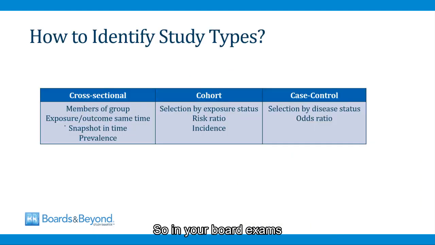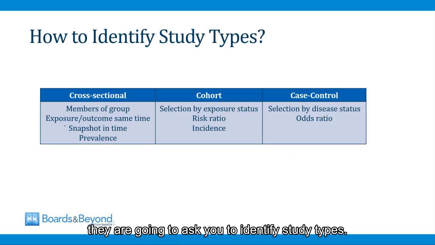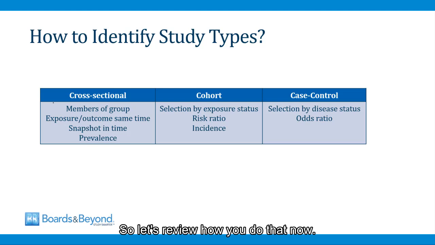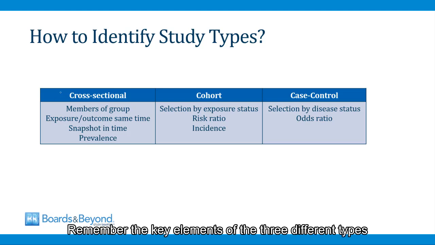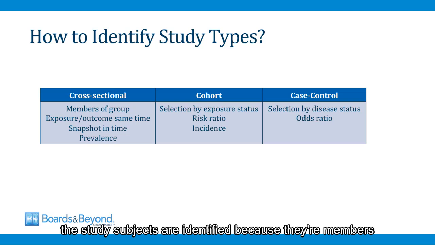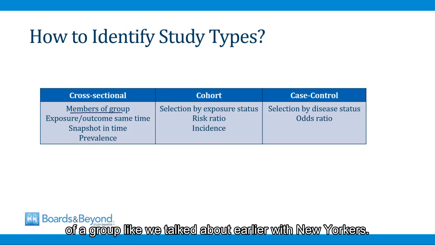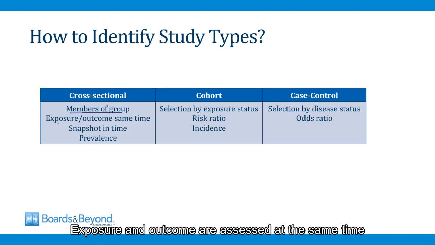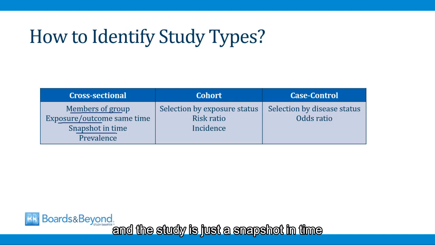So in your board exams, they are going to ask you to identify study types. So let's review how you do that now. Remember the key elements of the three different types of epidemiology studies. In a cross-sectional study, the study subjects are identified because they're members of a group, like we talked about earlier with New Yorkers. Exposure and outcome are assessed at the same time, and the study is just a snapshot in time, and cross-sectional studies allow you to determine prevalence of disease.